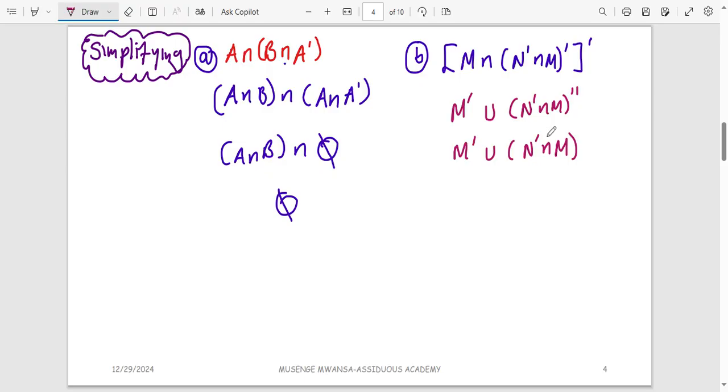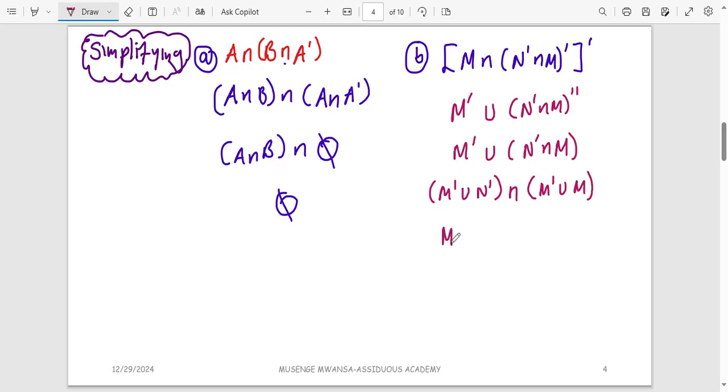At this point, what can I do? I'll distribute. I've got M complement union, so the M complement union is going to go with the N complement. And then we'll get the intersection in the middle here. And then the M complement again, it has a union, it will go now again with the M.